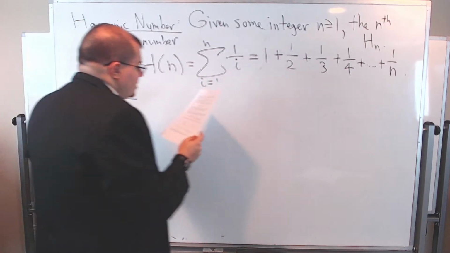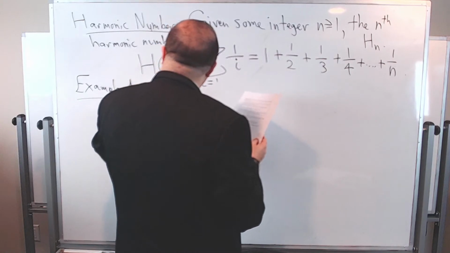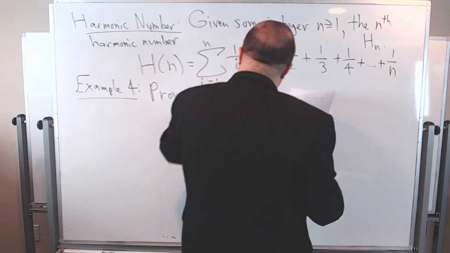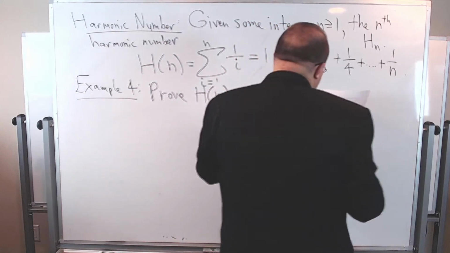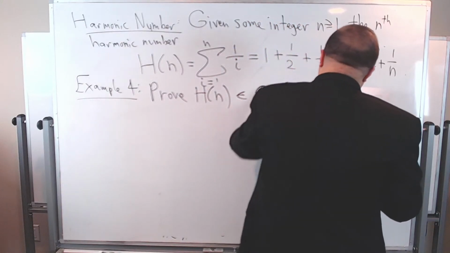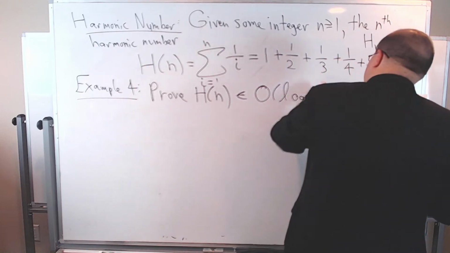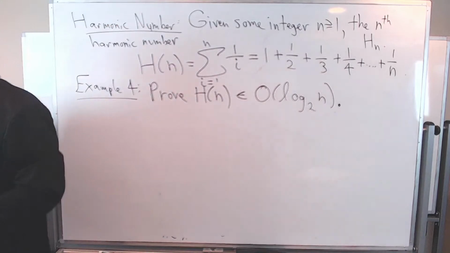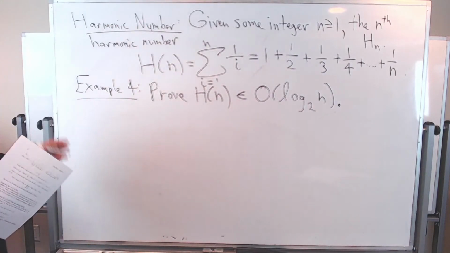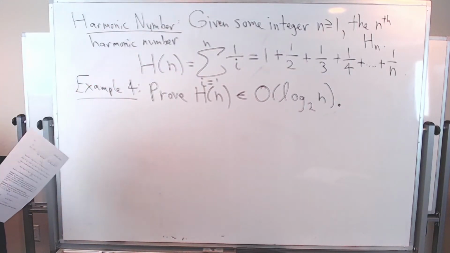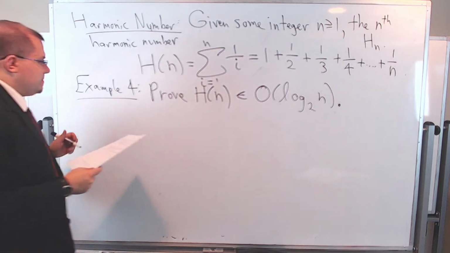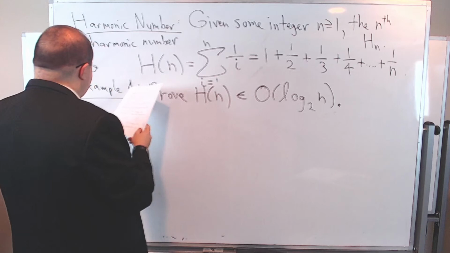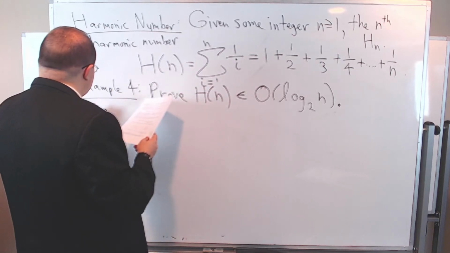For the final example, we're going to prove that Hn is big O of log base 2 of n. So I'm actually going to prove that this is of the same order, sorry, it is of the order of a logarithmic function. At first, this looks a little daunting, so I'm going to do some setup.